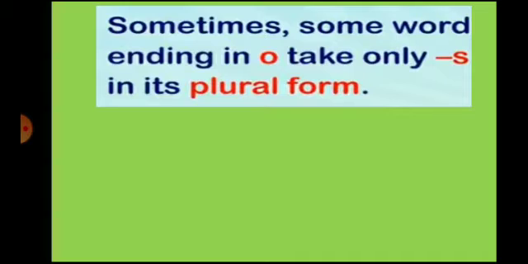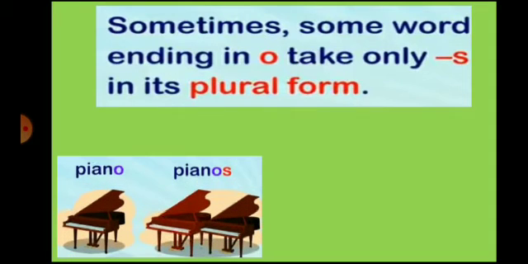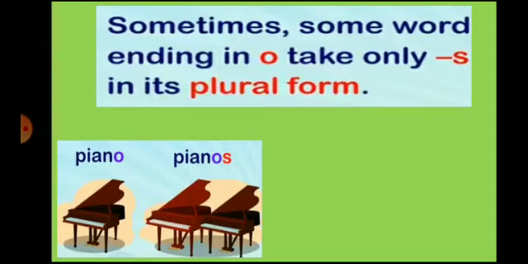But what happened? Sometimes some words ending in o take only s in their plural form. So, we know if there is o at the end, we have to add es. But see, piano, one piano, what is there at the end? o.